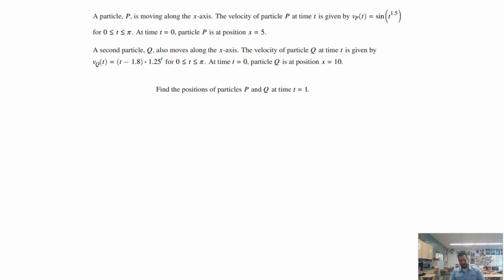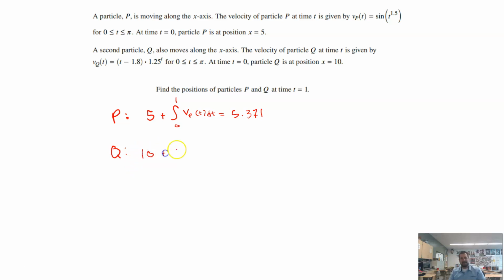So the first thing it wants is find the positions of particles P and Q at time equals 1. Well, in order to find position, we take the initial position of each of the particles individually. So I take my position of particle P, initial position, and then I do the integral from 0 to when it wants the position of that particular function, just like that right there. And then when I type that into my calculator, I get 5.371.